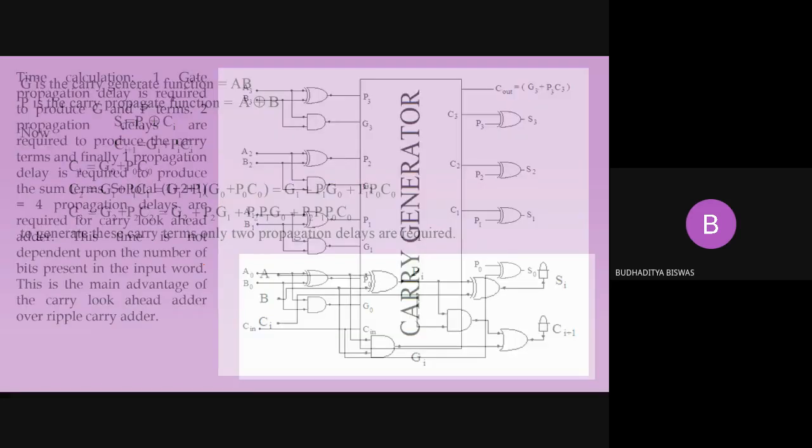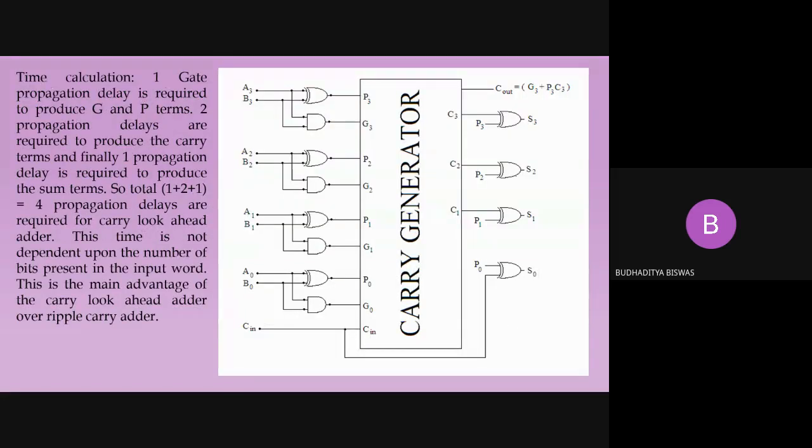Now come to the circuit. Here you see, first these are the original inputs. This is A3 B3, A2 B2, A1 B1, A0 B0, and this is the initial carry. If the initial carry is there, we can take it. If the initial carry is not there, then we just need to take it as ground. Whatever your choice. If the initial carry is present, you have to make it Cin. Otherwise, you just put it to ground.